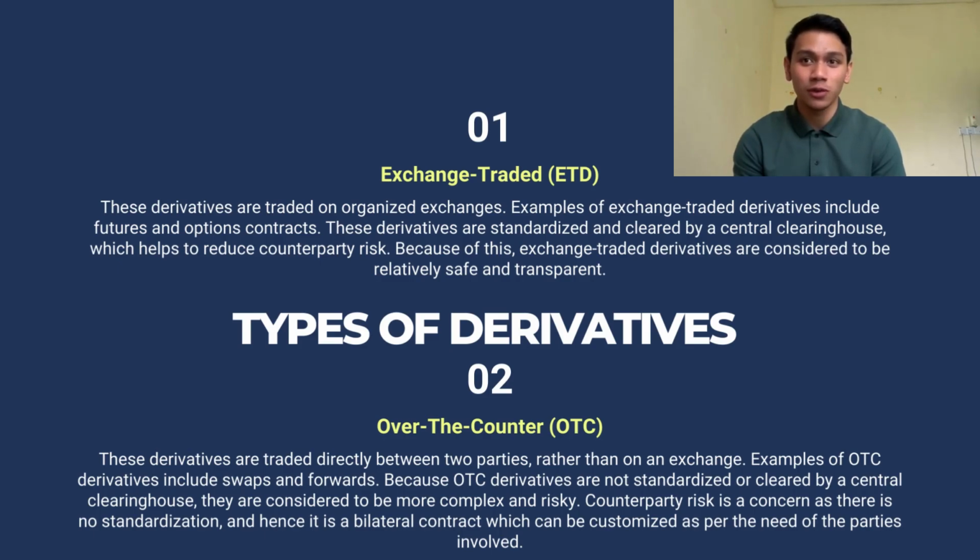Second type is over-the-counter or OTC. These derivatives are traded directly between two parties rather than on an exchange. Examples of OTC derivatives include swaps and forwards. Because OTC derivatives are not standardized or cleared by a central clearinghouse, they are considered to be more complex and risky. Counterparty risk is a concern as there is no standardization, and hence it is a bilateral contract which can be customized as per the need of the parties involved.